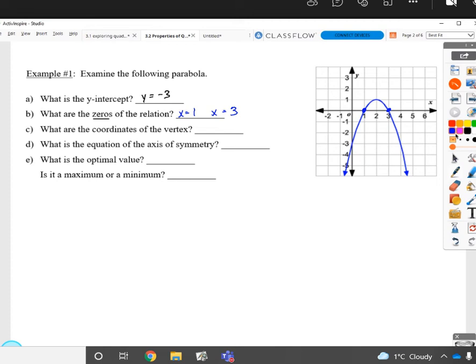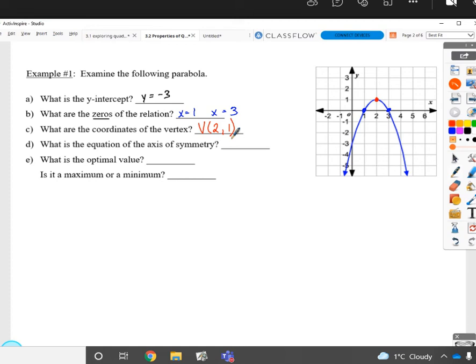What are the coordinates of the vertex? Coordinates of the vertex. Someone new. Who's got it? Gabriel. 2, 1. Absolutely. That's the vertex. So you could put coordinate 2, 1, but because it's the vertex, and because I'm telling you this is a special coordinate, I put a V right beside it. And that will let me know that that coordinate is not any coordinate. That coordinate is the vertex.